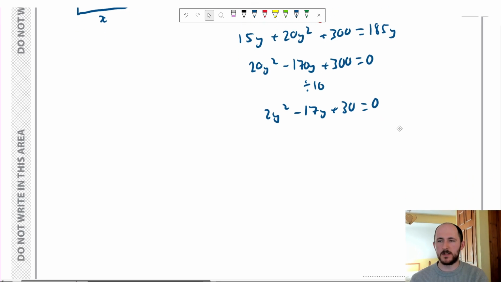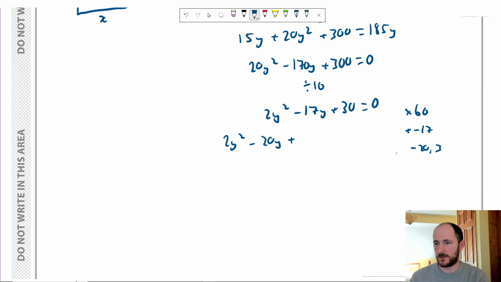I'm going to do the long way of factorizing just because I think most people would be familiar with it. So it needs to multiply to 60 because you have to do the number in front of y squared times the number at the end. So 2 times 30 is 60. It needs to add to minus 17. So of course we're going to use minus 20 and 3. So 2y squared minus 20y plus 3y plus 30 equals 0. Break it down the middle.